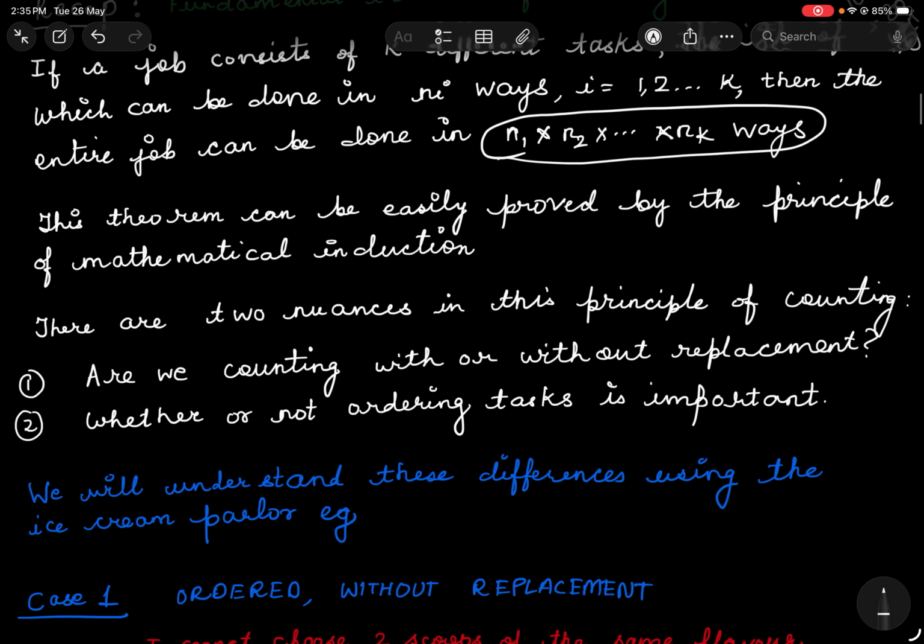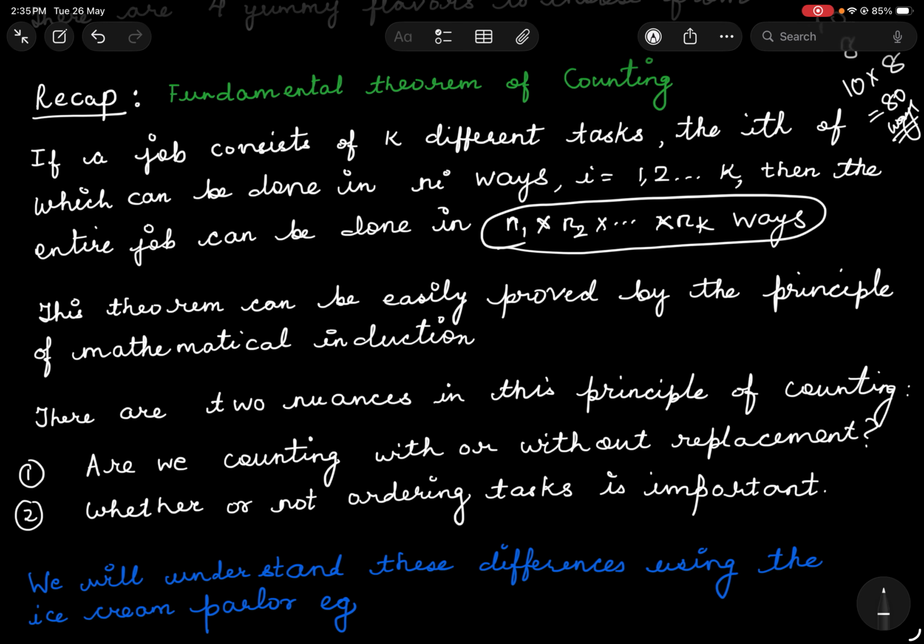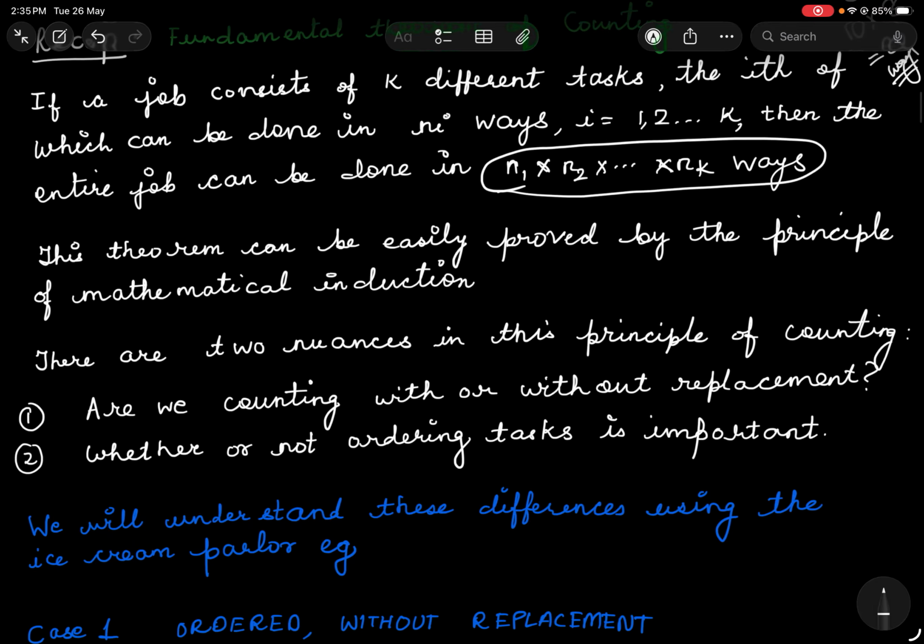So there are 2 nuances in this principle of counting. Again, now I say that a task can be done in n1 ways, and another task can be done in n2 ways. Okay, and you just multiply it, n1 into n2, and that is the number of ways I can do the whole task together. But there are 2 things that you should keep in mind when you are counting anything. First, are you counting with or without replacement? And second, whether or not ordering of tasks is an important thing. When you're counting, does it matter if you're ordering or does it not matter?